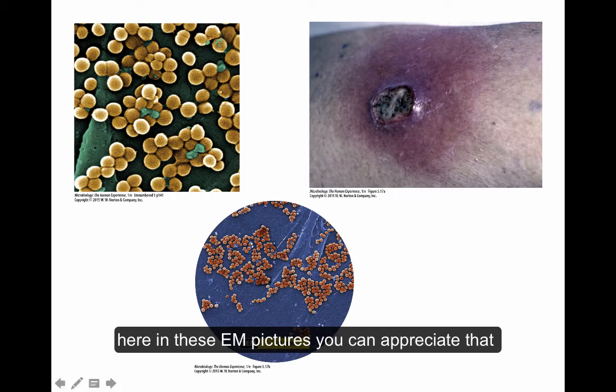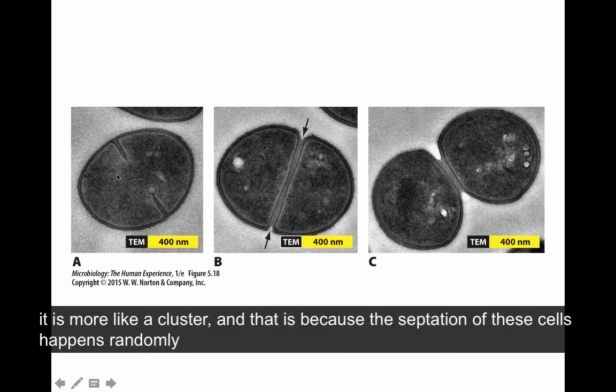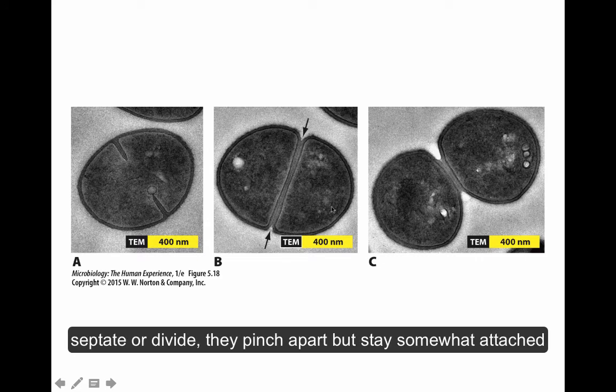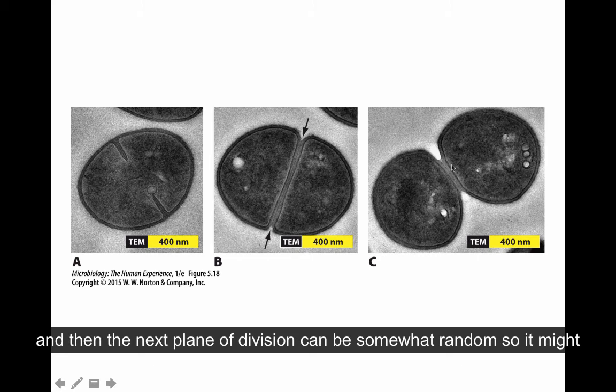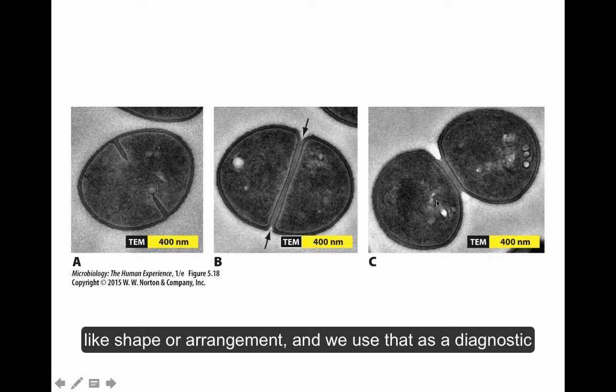Here in these EM pictures, you can appreciate that this particular staphylococcus arrangement isn't really ordered like a chain. It looks more like a cluster. And that's because the septation of these cells happens randomly and at lots of different times. So these two cells, as the cells septate or divide, they pinch apart and stay somewhat attached. And then the next plane of division can be somewhat random. So it might divide here this way, it might divide that way, and that creates that cluster-like shape or arrangement.